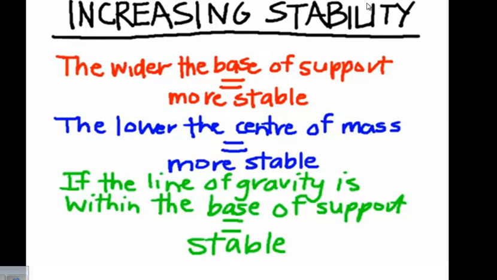Okay, let's look at increasing stability. Basically, the wider the base of support, which we looked at early on, equals more stability. The further you move your feet apart, the more stability increases. If I lower my centre of mass, for example, if I bend my knees and get closer to the ground, I'm seen as more stable. And if the line of gravity is within the base of support, then I'm also seen as more stable, and it means it has a longer time before it gets out of my base of support.